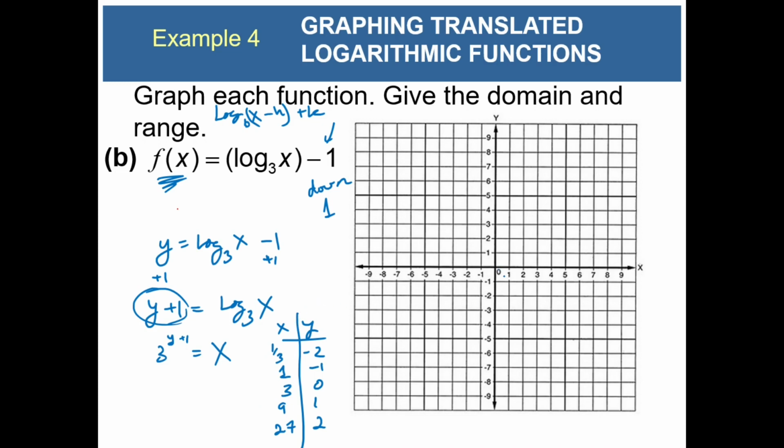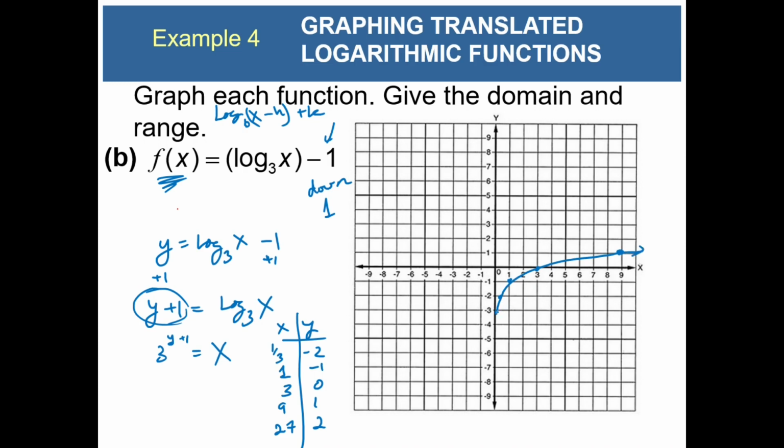We'll plot 1/3 comma negative 2. 1 comma negative 1. 3 comma 0. 9 comma 1. And in our case, 27 comma 2 doesn't fit on the graph, but it gives us a general idea that it should be increasing.